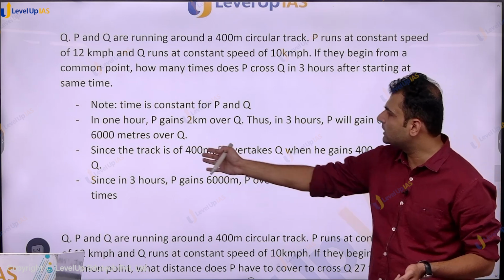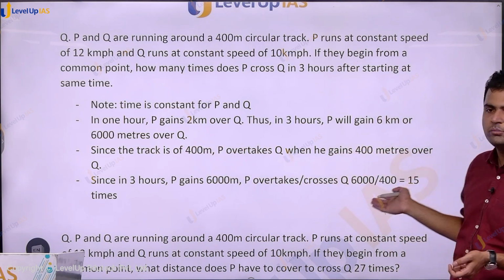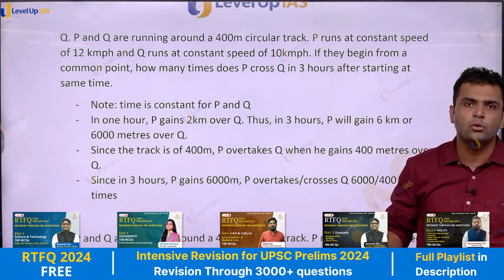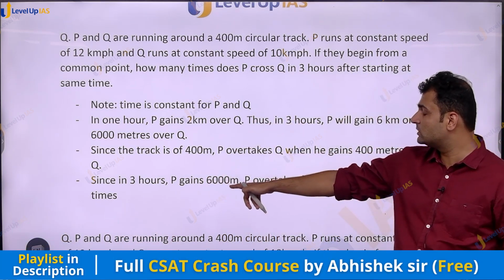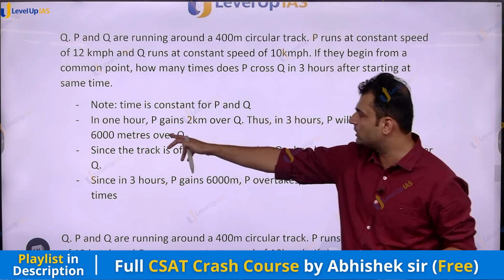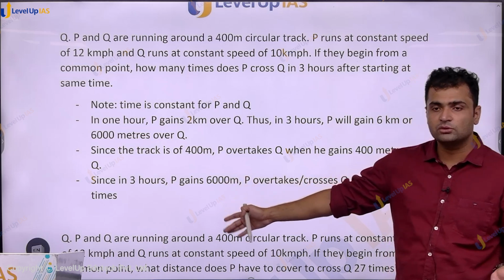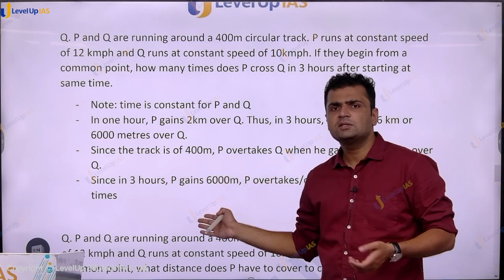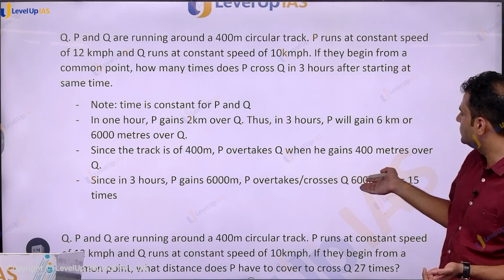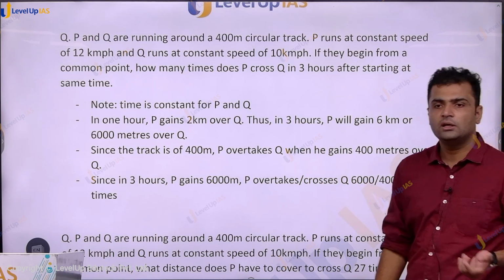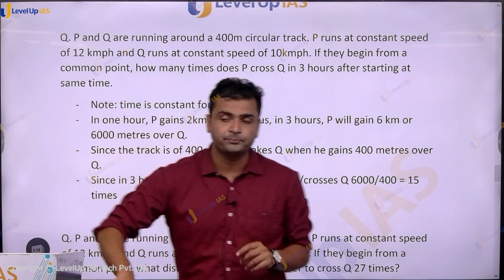As simple as that. If the track is 400 meters, P overtakes Q when he gains 400 meters over Q. One round extra is done, meaning he has overtaken. So in 3 hours, P gains 6,000 meters over Q, which is 6 kilometers, because 2 kilometers in 1 hour, 6 kilometers in 3 hours. 6 kilometers is 6,000 meters. So in 3 hours, P runs 6,000 meters extra compared to Q. So P overtakes or crosses Q 6,000 divided by 400, which is 15 times. I hope you understand this.